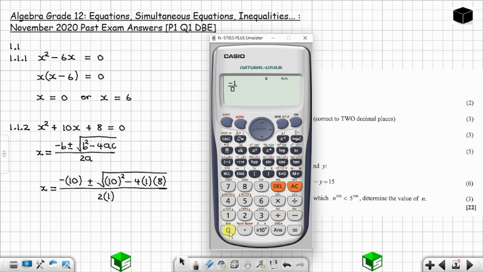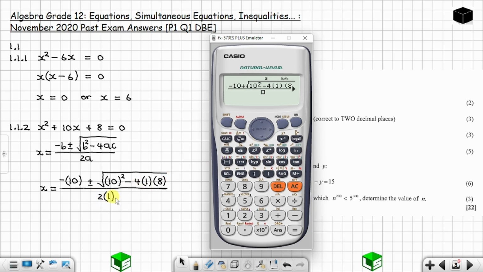10 is b, plus or negative. Let me start with plus, and then after that I'm going to use negative. Plus, and then you have the square root. I hope you are following. And then you have 10 squared, which is 100, but let's put 10 squared minus 4 times 1 times 8, over 2a.